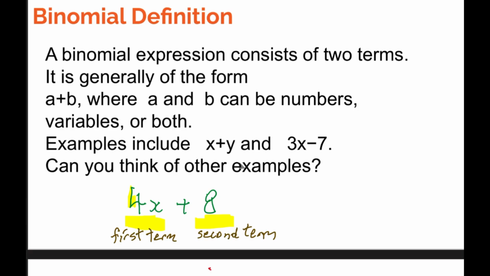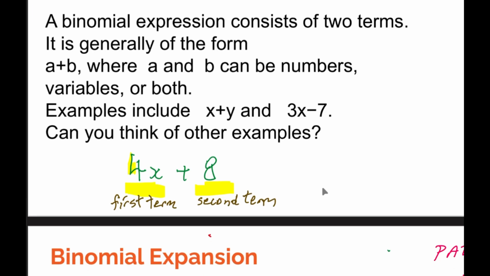Another example that you might want to think of is something like 4x plus 8, where 4x is the first term and 8 is the second term. It is a binomial because it has two terms separated here by a plus sign. So the signs must be either plus or minus, and then two terms for it to be a binomial.